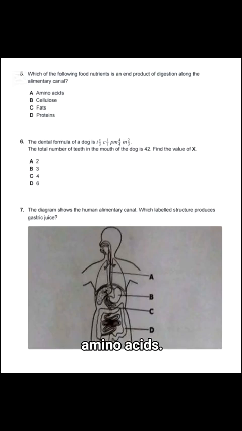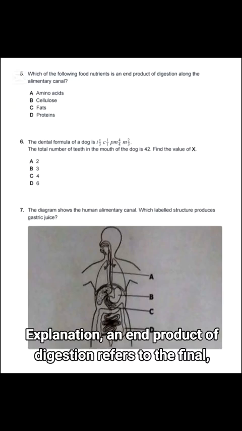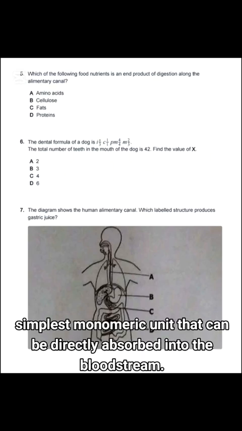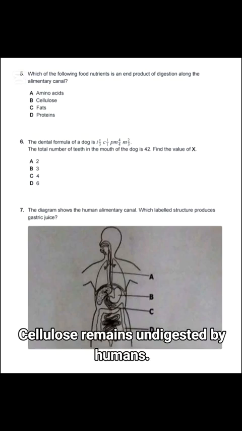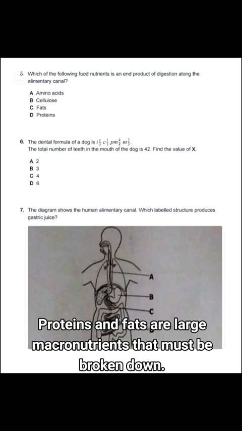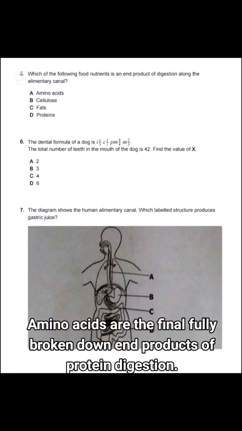Question 5. Answer: A. Amino acids. Explanation: an end product of digestion refers to the final, simplest, monomeric unit that can be directly absorbed into the bloodstream. Cellulose remains undigested by humans. Proteins and fats are large macronutrients that must be broken down. Amino acids are the final, fully broken down end products of protein digestion.